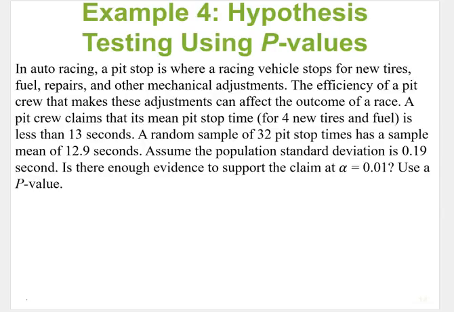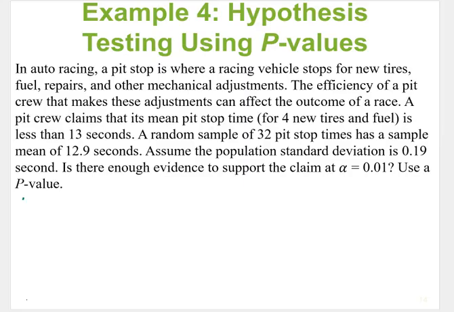All right, so here is our first one. In auto racing, a pit stop is where racing vehicles stop. They stop for new tires, fuels, repairs, adjustments, anything they should need. The efficiency of the pit crew that makes these adjustments can affect the outcome of a race. So having a very fast pit crew is very important. So a pit crew claims that its mean pit stop time for 4 new tires and fuel is less than 13 seconds. So that is their claim.